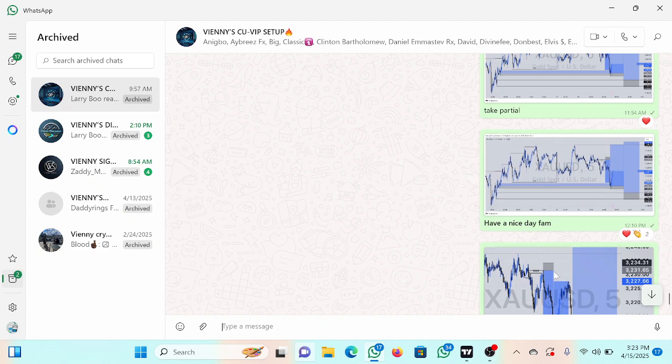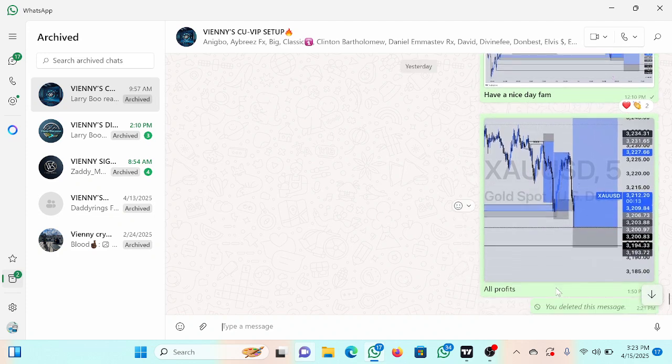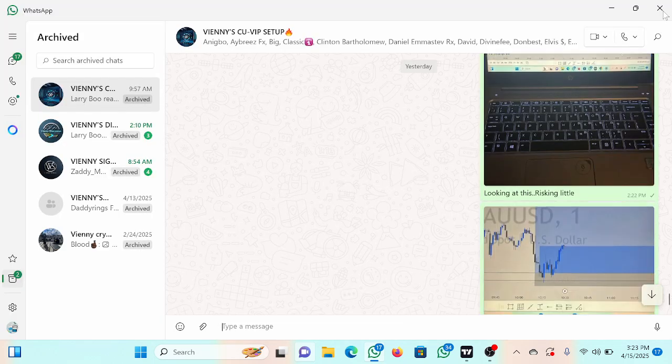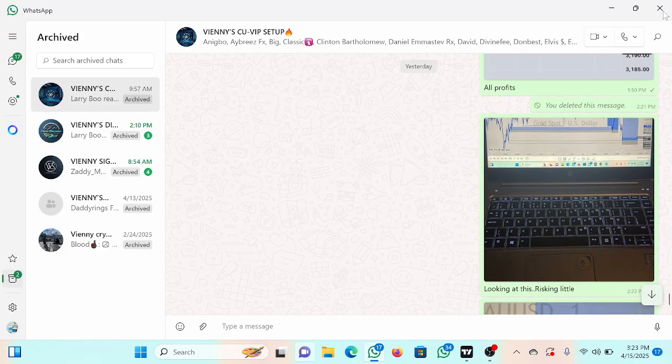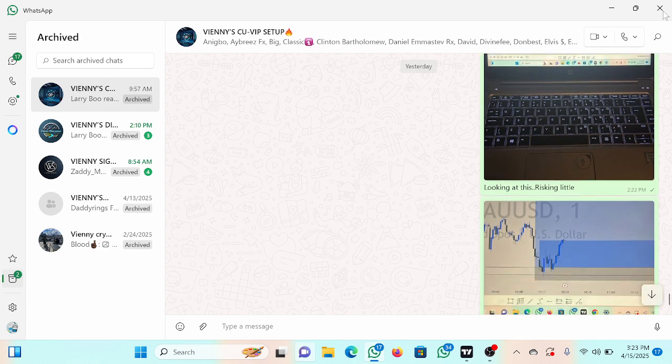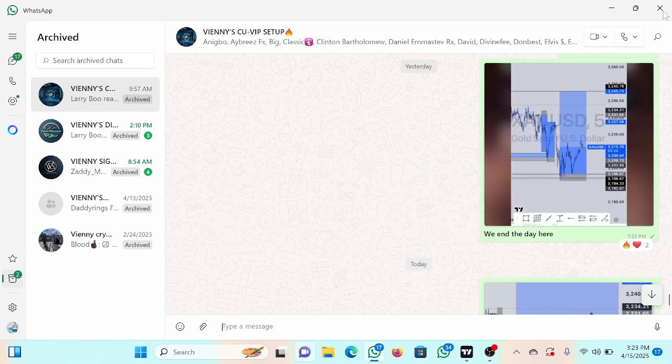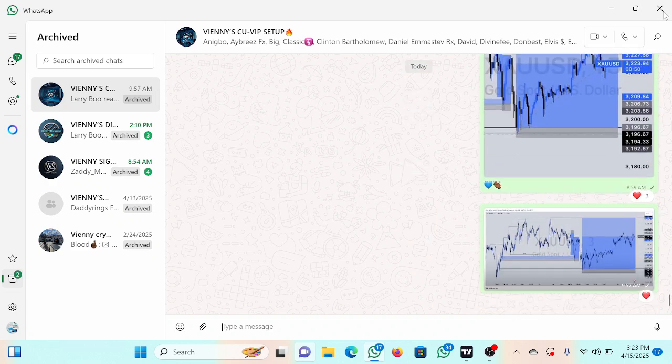We exited at the liquidity zone. Then we took another buying opportunity at that zone, which we ended our day with here. So the next day, look at where we are right now, right into the last profit.